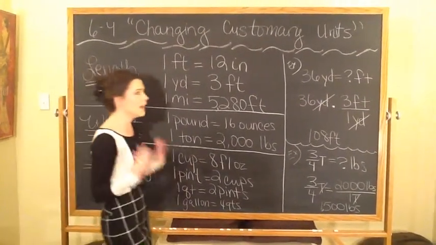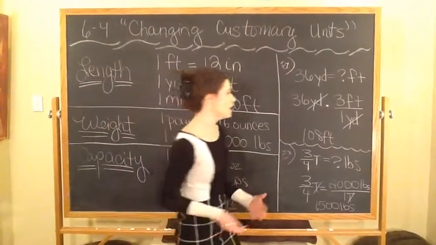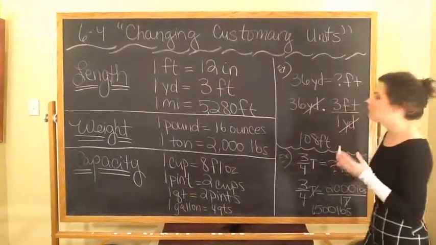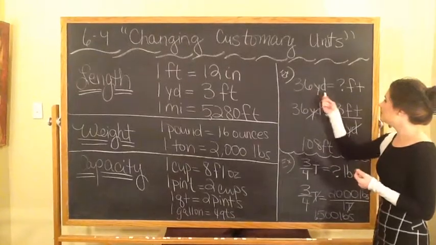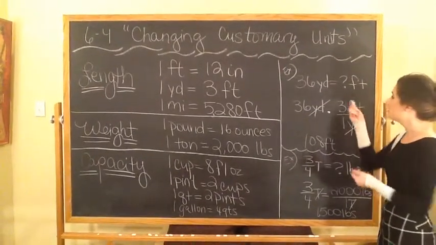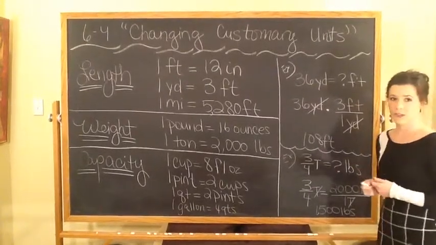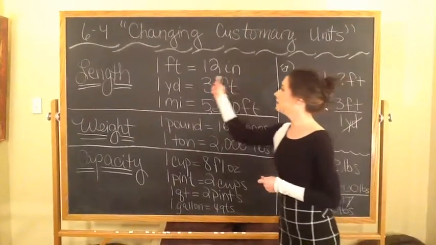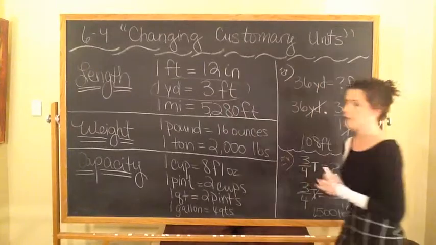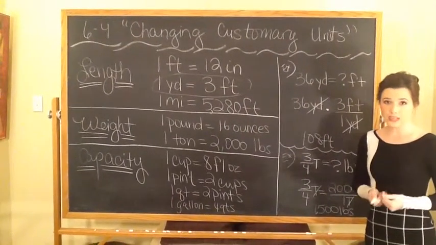Now let's go ahead and look at an example of how this will be used. Over here you'll be given an example like 36 yards equals how many feet. That means we need to look up at our chart and look for yards and feet. I see 1 yard is equal to 3 feet, so I'm going to use that ratio.